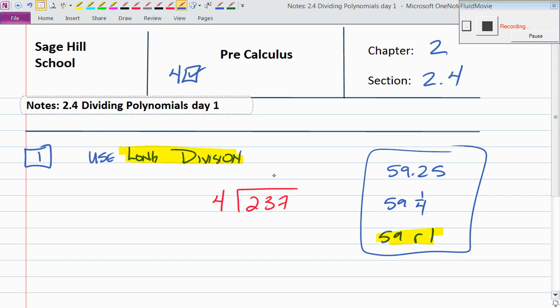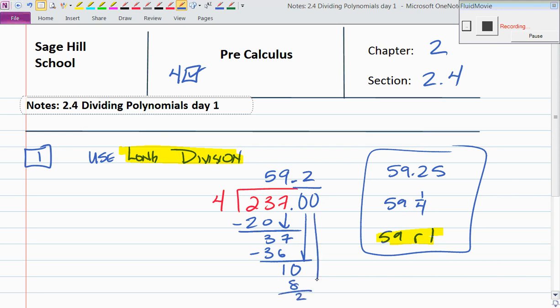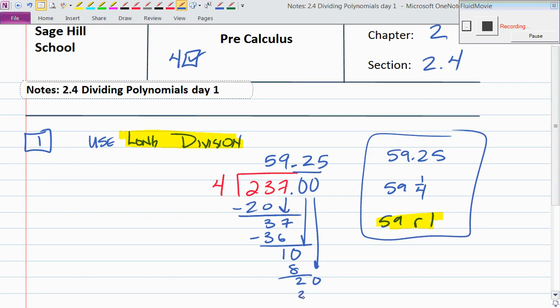Yeah, so 4 goes into 23, then what did you do? 5 times, then 5 times 4 is 20, good. Subtracted. Bring down the 7. 9 times. 36. Subtract. Bring down the 1. Now what do you do, though? Put some zeros over here, right? Bring a 0 down. So that means the decimal goes there. Then what do you get? 2, 8, 2, 5, and then 5 times 4 is 20. So we're done, right? So that's where the 59.25 comes from.